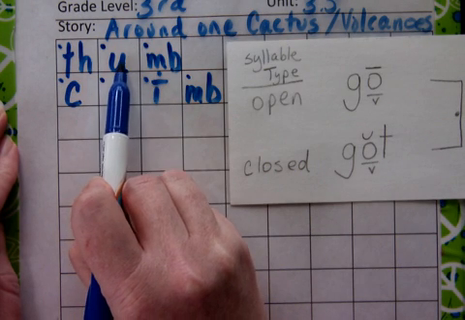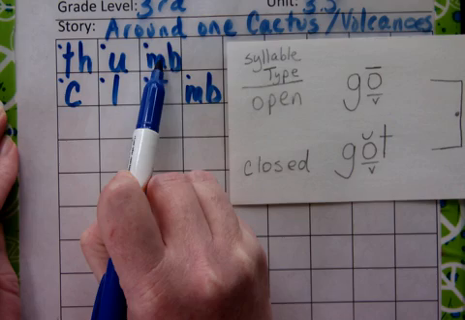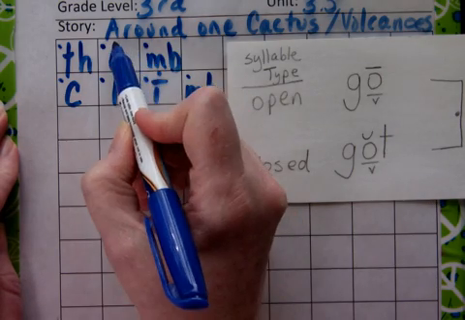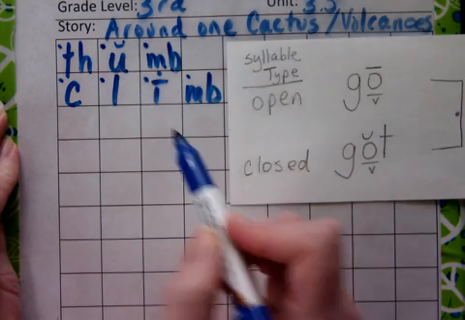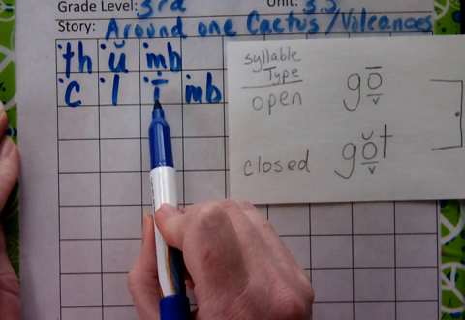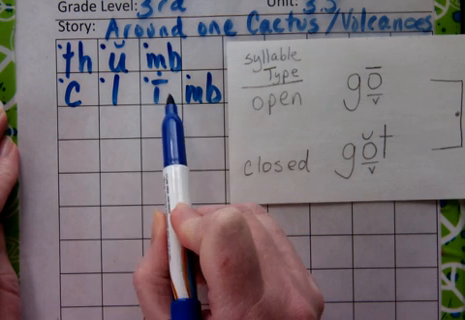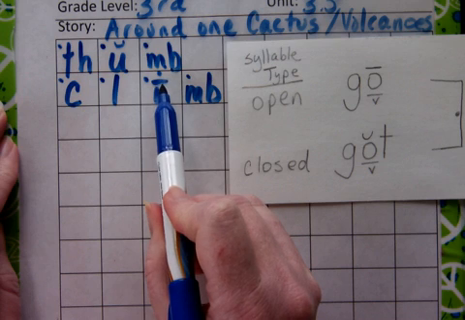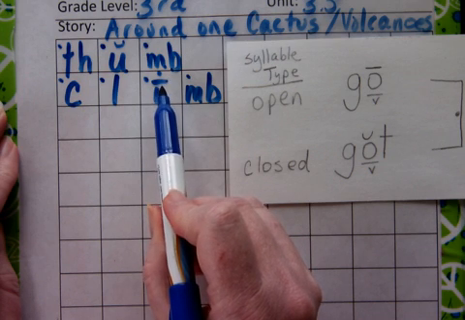One vowel followed by one or more consonants is closed. The vowel is short. Thumb. One vowel followed by one or more consonants, it should be short. But we don't say clim, we say climb.